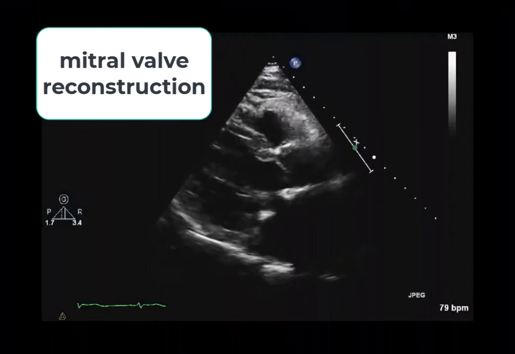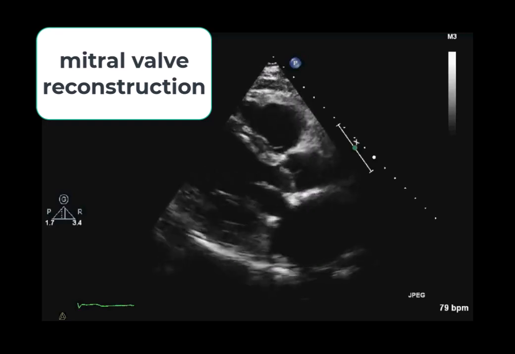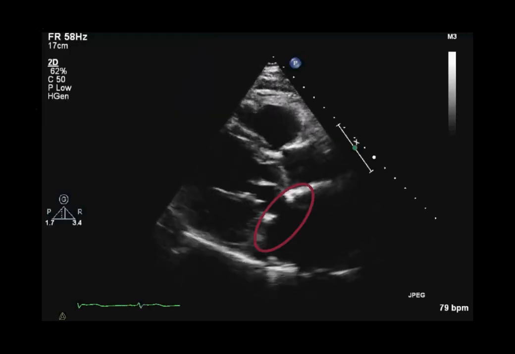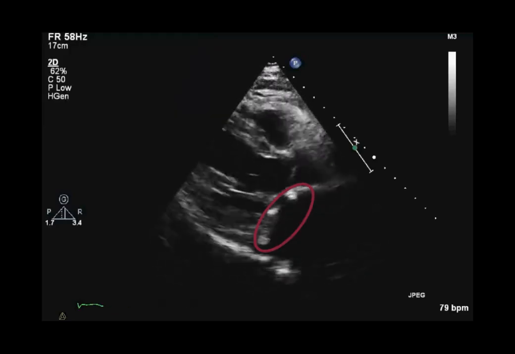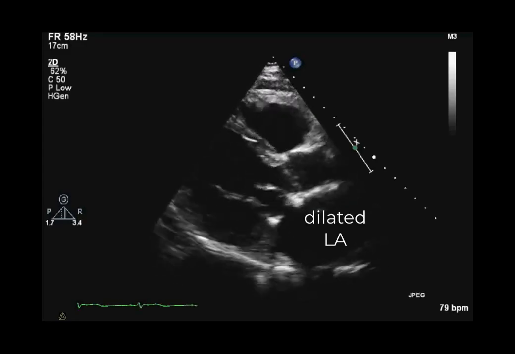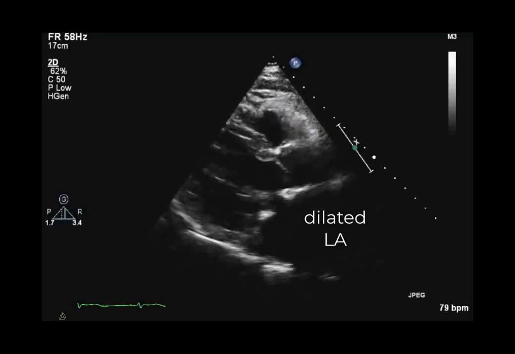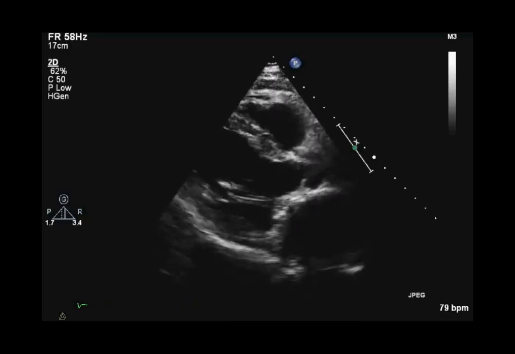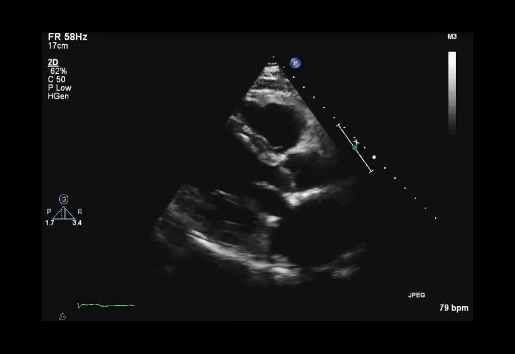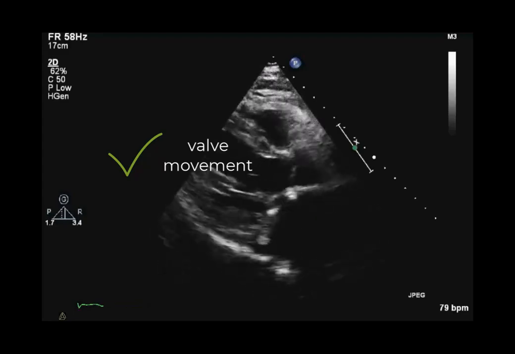Here we see the parasternal long axis view of a patient after mitral valve reconstruction. You may notice the more echo-rich mitral annulus area after reconstruction. The left atrium is relatively large, which still indicates the significant mitral valve regurgitation that existed previously. The opening and closing movement of the mitral valve appears to be quite normal.